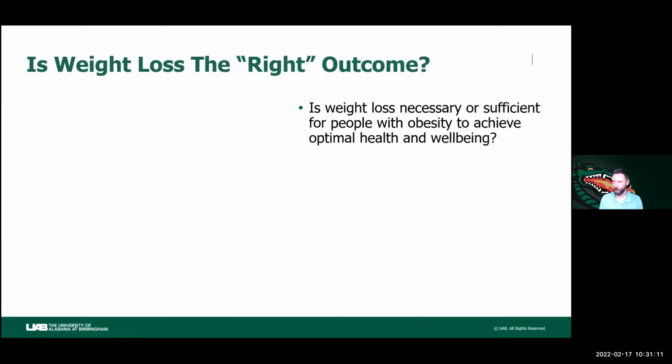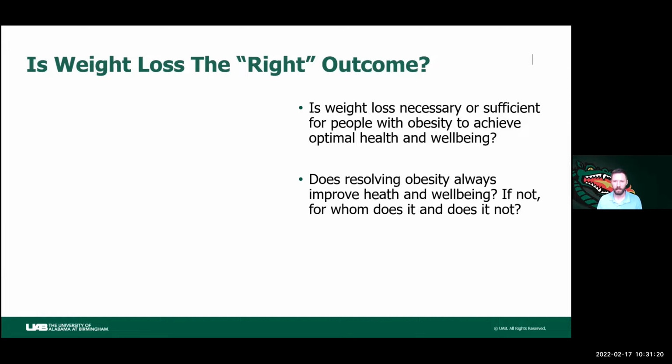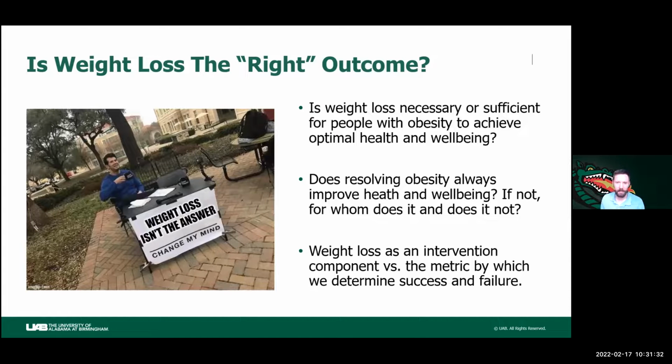So I'm asking myself questions like, is weight loss necessary or sufficient for people with obesity to achieve optimal health and well-being? Does resolving obesity, so losing weight and keeping it off, always improve health and well-being? And if not, for whom does it and for whom does it not, right? So essentially, I'm beginning to view weight loss as a candidate intervention component within a multi-component lifestyle intervention, rather than the metric by which we determine the success or failure of that intervention.